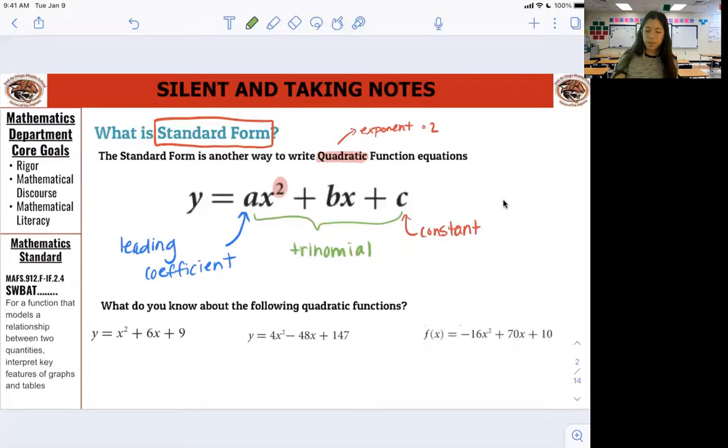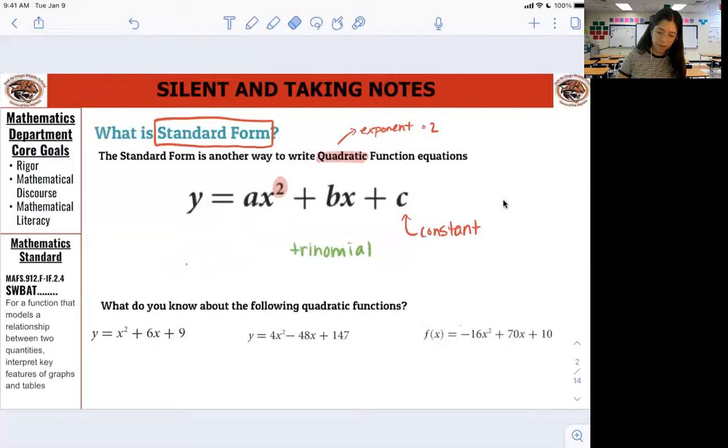Standard form tells us a few things as well. Oh, Christopher's also saying it tells you how wide it is. That's also true. Standard form tells us some information as well. So let's go ahead and write that down. Each of these letters is going to tell us a different thing.